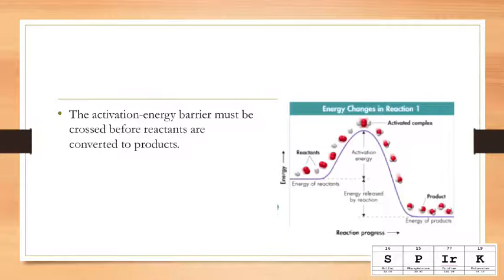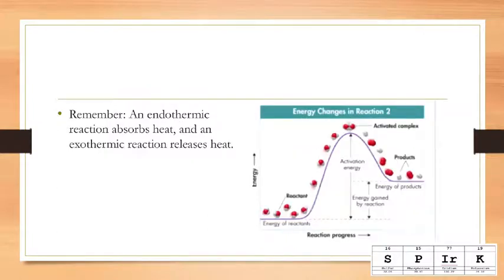And the energy from the energy of the reactants down to the energy of the products, that's the energy that is released by the reaction. So here we're looking at an energy diagram for an exothermic reaction. Remember, an endothermic reaction absorbs heat. An exothermic reaction releases heat. So here we're going to look at an endothermic reaction because the energy of the products is higher than the energy of the reactants. So you can see that the reactants need to reach a much higher energy for this reaction to occur.